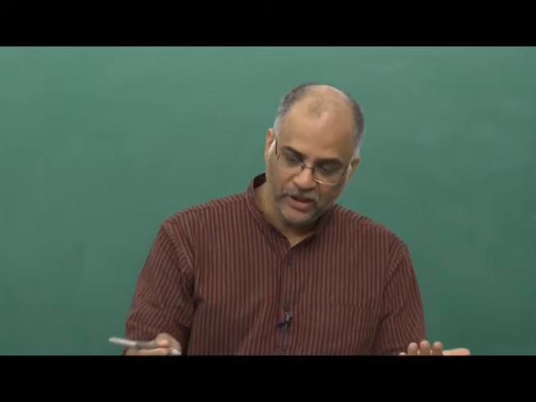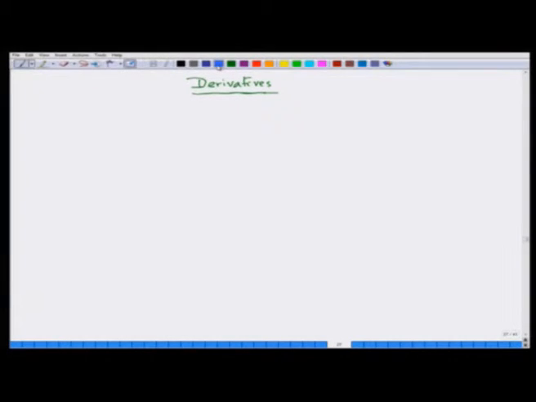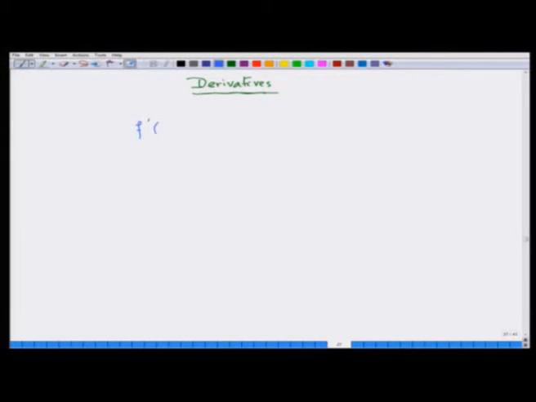So, we are going to talk about derivatives today. Derivative itself is a limit, a limit of ratios. It measures the change of the function value f relative to the change of the independent variable x. So, f dash of x is a limit as h tends to 0.